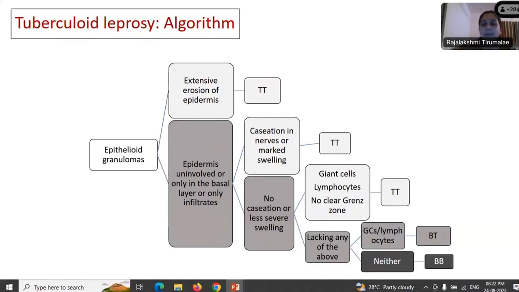In fact, 80% of the cases we see are tuberculoid and a few are lepromatous, right? So if you're looking at the tuberculoid spectrum, these are the features that you have to consider before you classify. One is the erosion or the basal cell changes in the epidermis and the presence of caseation or marked swelling within the nerves. In leprosy, you don't find necrosis within the granulomas. If at all you do find caseation, it is within the nerves in case of TT leprosy, right? Then you look at the giant cells, the lymphocytes, the absence of the Grenz zone. This is for the tuberculoid spectrum.